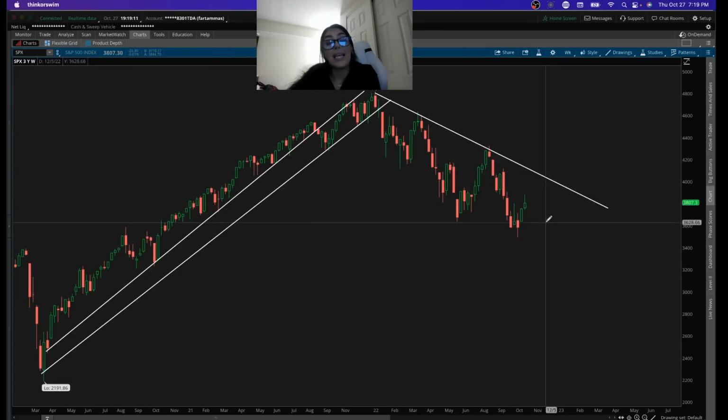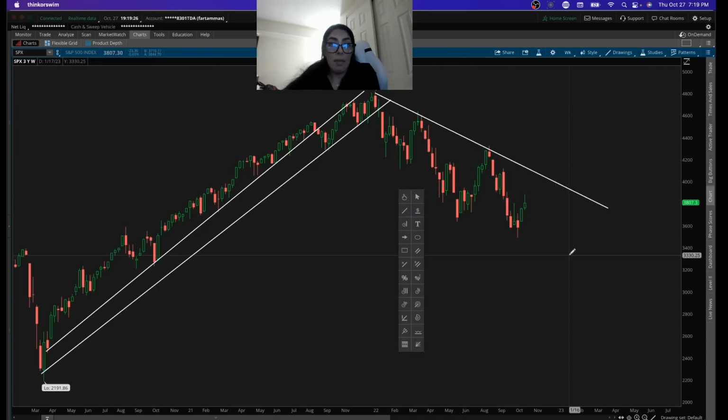So this is the daily play that I'm actually looking at on SPX. You can see that it is on a downtrend here. It has room to test the trend line all the way up to around 3980 and then come back down.